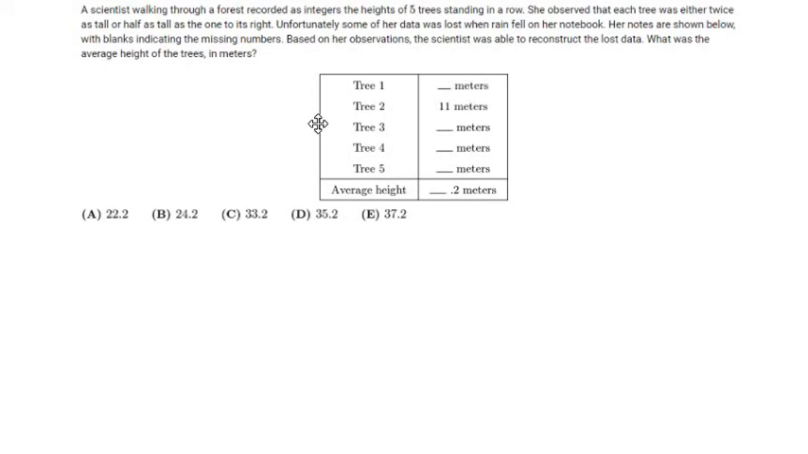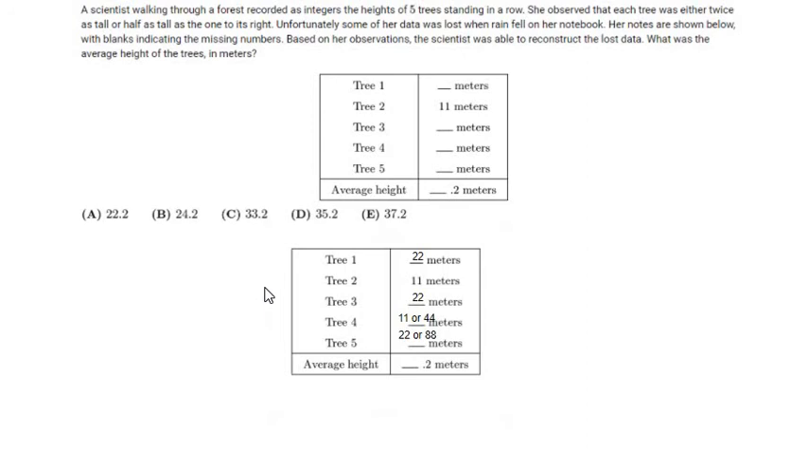Okay, so now since we have this data here, we know that tree 2 is 11 meters. Now if we backtrack to tree 1, we can say that it has to be 22 meters here, since the length has to be in meters and it has to be an integer. So it cannot be 11 divided by 2. It has to be 11 times 2. And this will be the same for tree 3, where we have to multiply by 2 and not divide, since we do not get an integer value when we divide by 2.